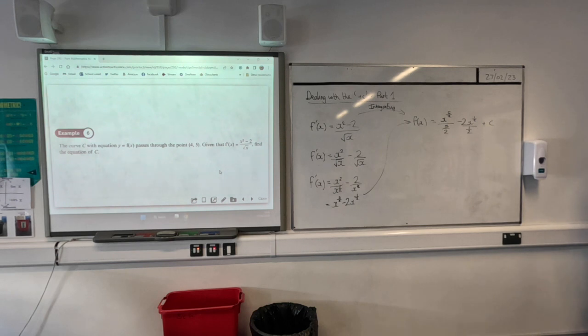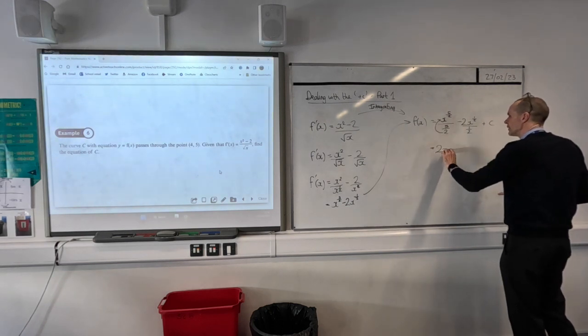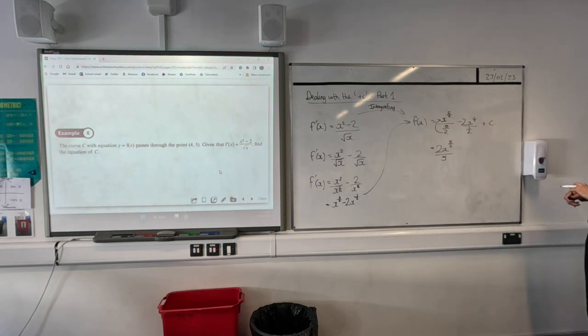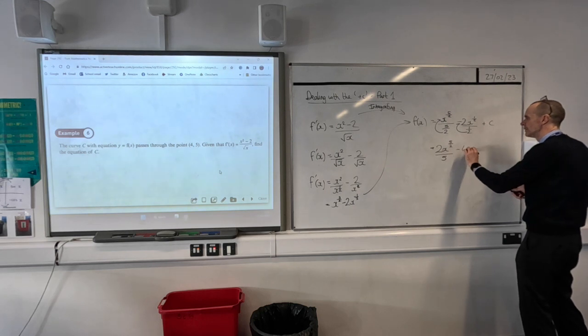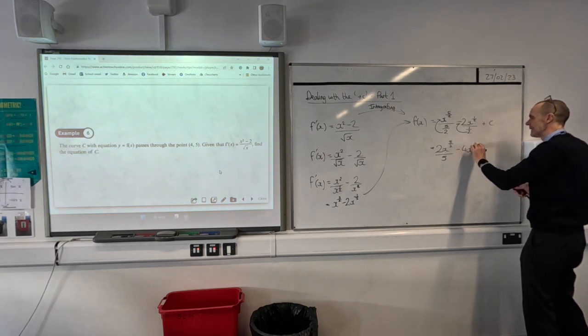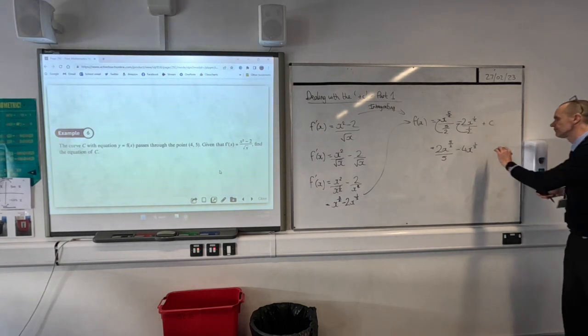Okay, so we've done our basic integration. We've increased the power, divided by the new power. This is the good bit, really. This is where we get rid of all the horribleness. So my 2 is going to pop to the top. And that's over 1, so I'm not even going to bother writing it.